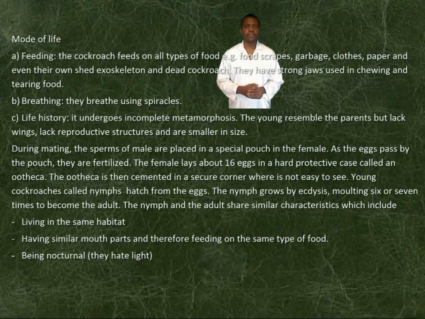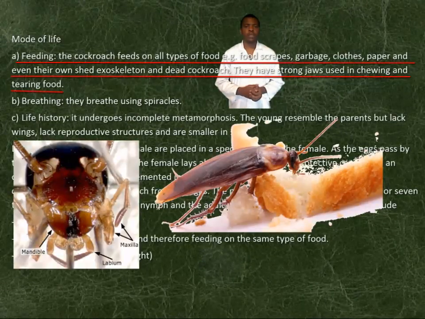Mode of life. A. Feeding. The cockroach feeds on all types of food, for example food scraps, garbage, cloths, paper, and even their own shed exoskeleton and dead cockroach. They have strong jaws used in chewing and tearing food.